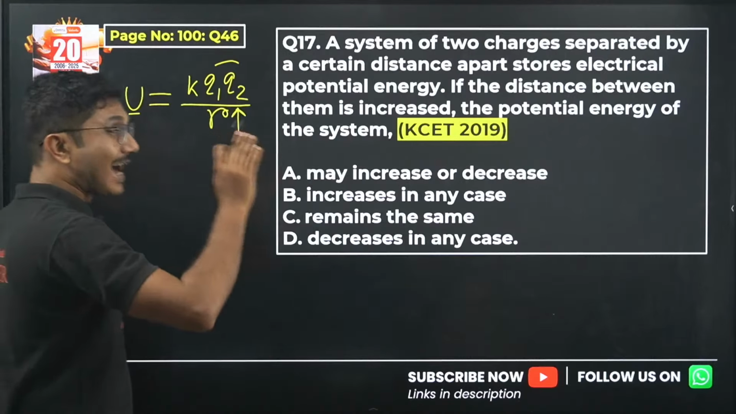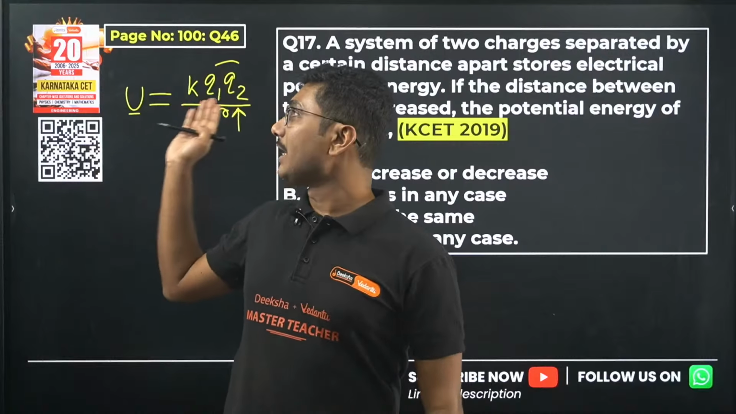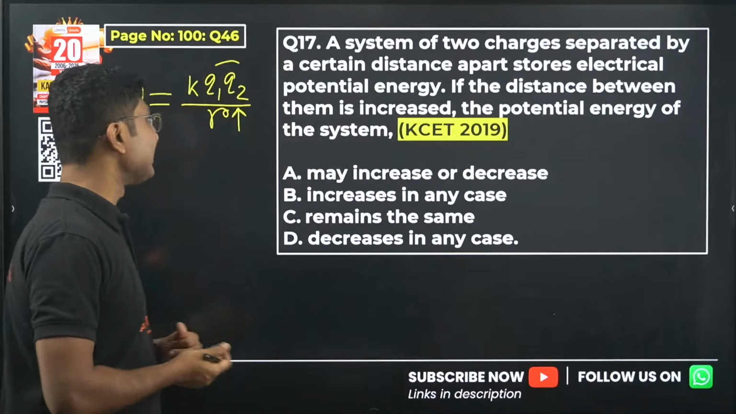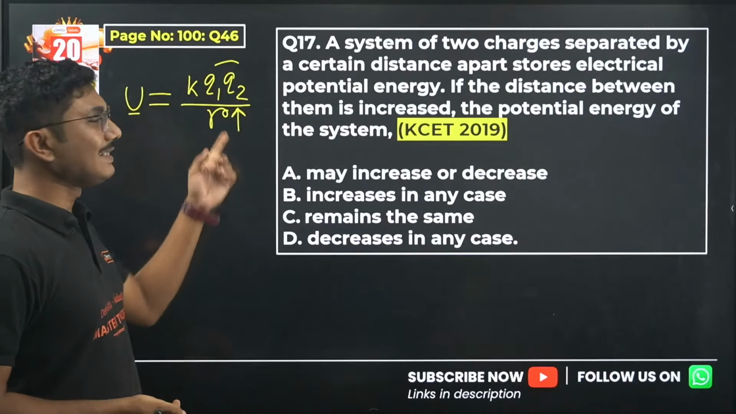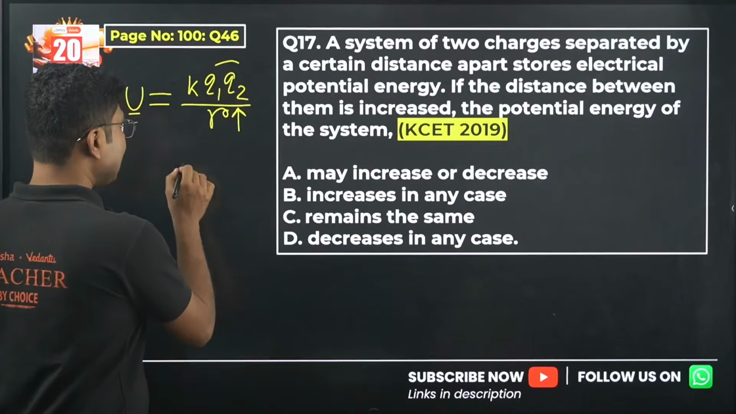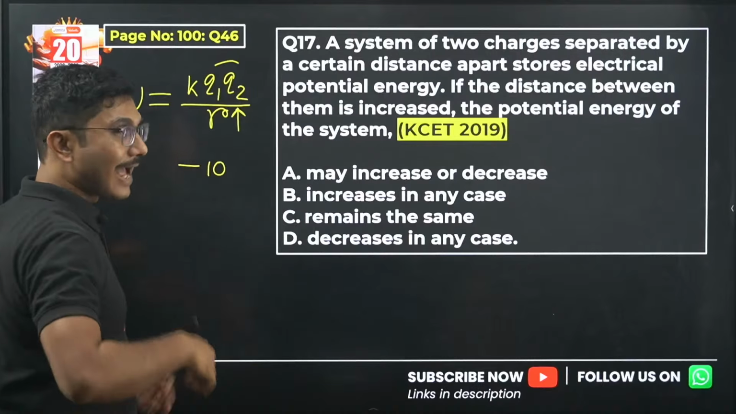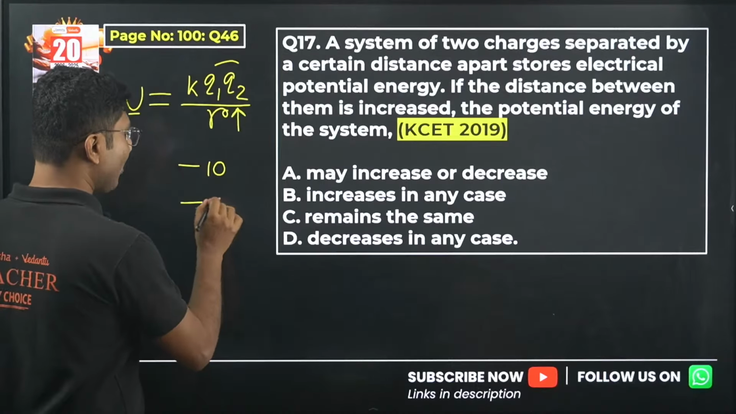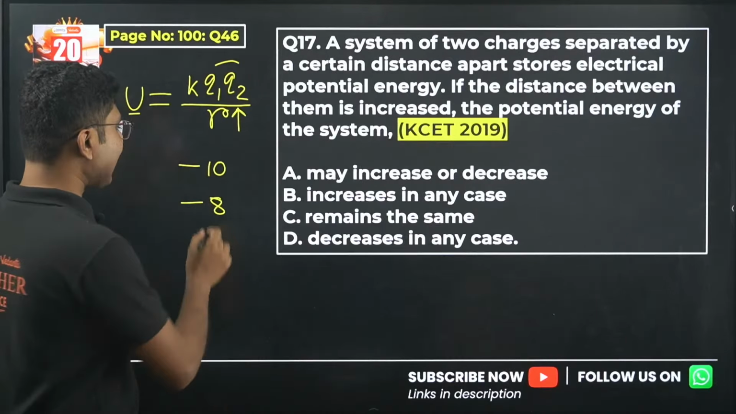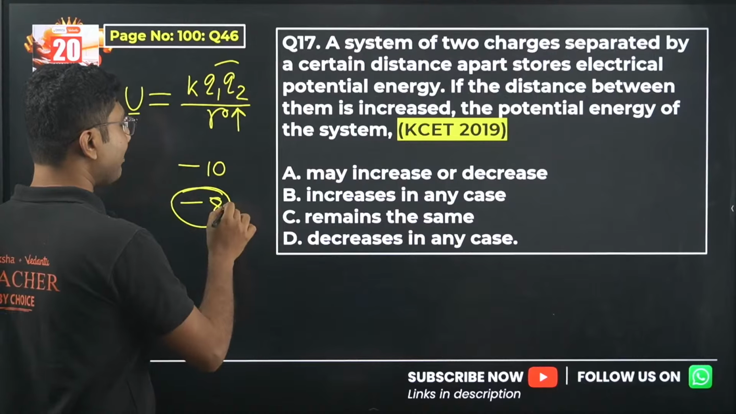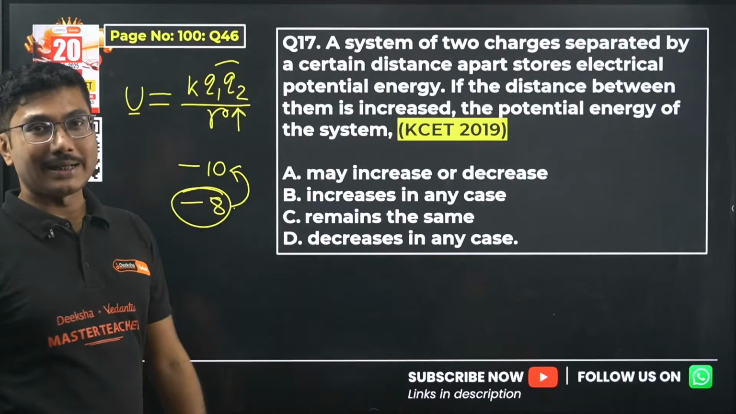But if they are unlike charges, one is positive, one is negative, and if you increase the distance, initially suppose the value was -10 and it changes into -8. So, -8 is considered to be a bigger number compared to -10.